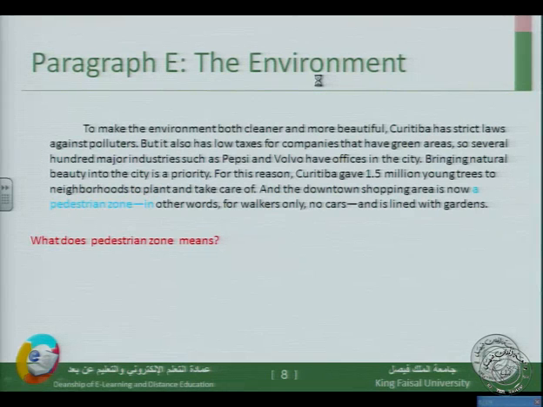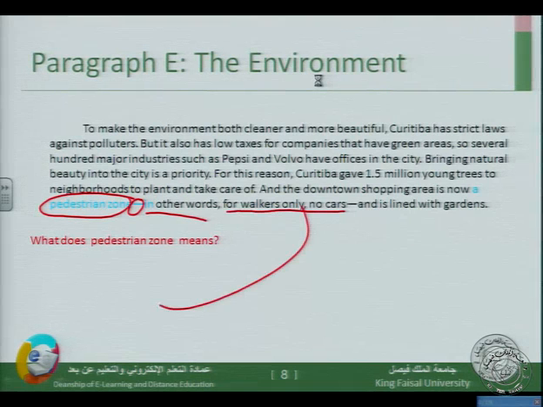What does pedestrian zone mean? Again, we have a hyphen, we have "in other words", again, it means for workers only, no cars. This is what we mean by pedestrian zone. For workers only, no cars.